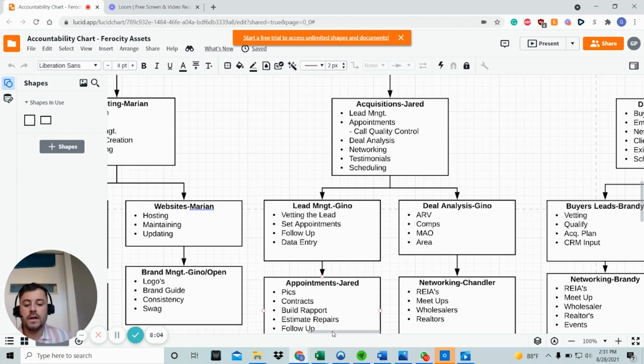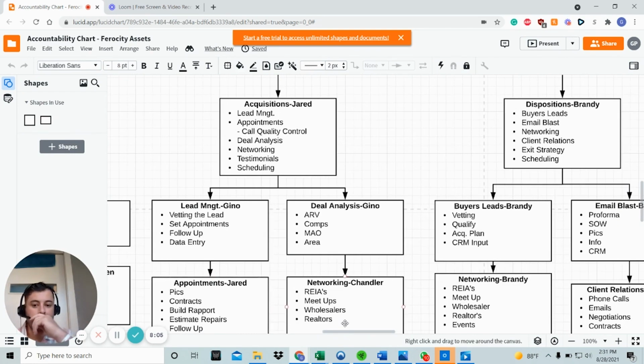Makes sense. So Jared here, new role. We just did this a week ago. It used to be me in this acquisitions or sales department, sales manager role. Jared's job is to literally oversee all of our salespeople, right? So our lead managers, our acquisition managers, he's making sure the call quality control is there, the deal analysis, networking, testimonials. He's accountable to making sure all this happens and all this is working efficiently.